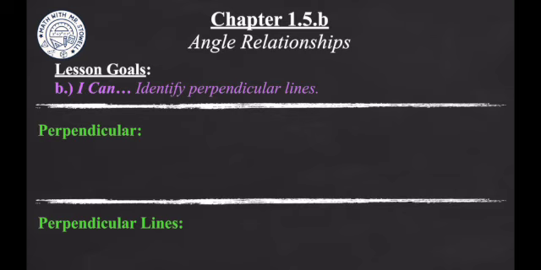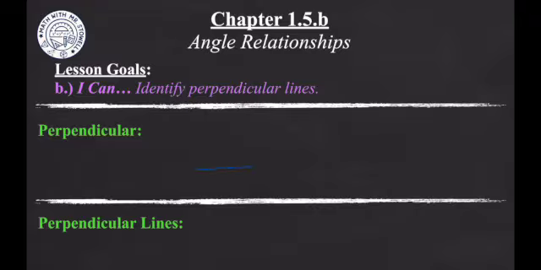In this lesson, we want to be able to say that I can identify perpendicular lines. First thing, if we want to be able to identify what perpendicular lines are, we need to know what these words actually mean. So perpendicular is whenever two either lines, line segments, or rays form a right angle.